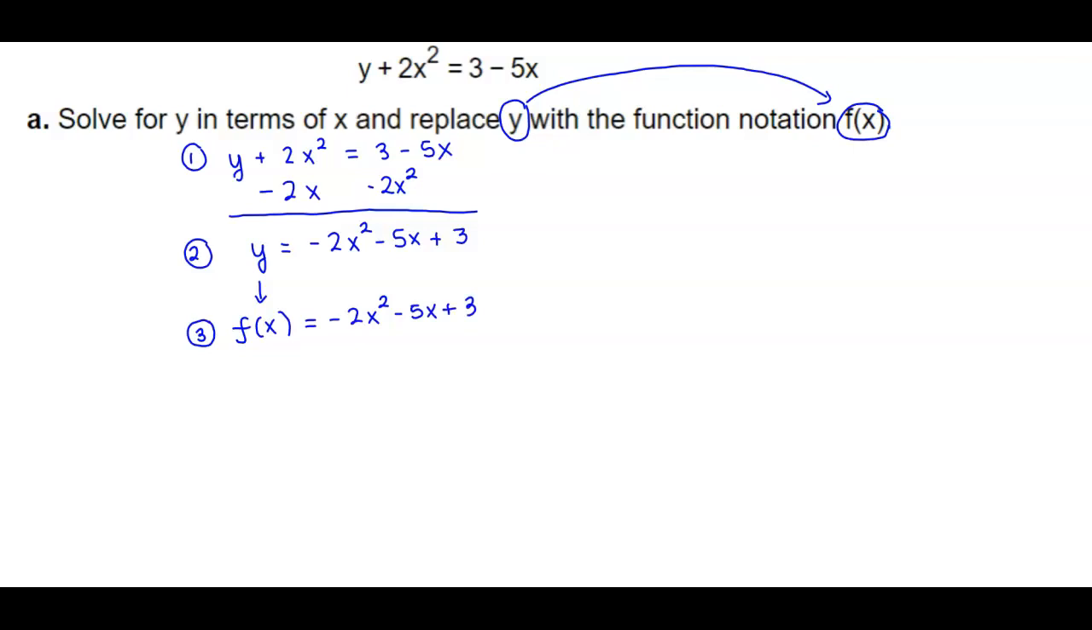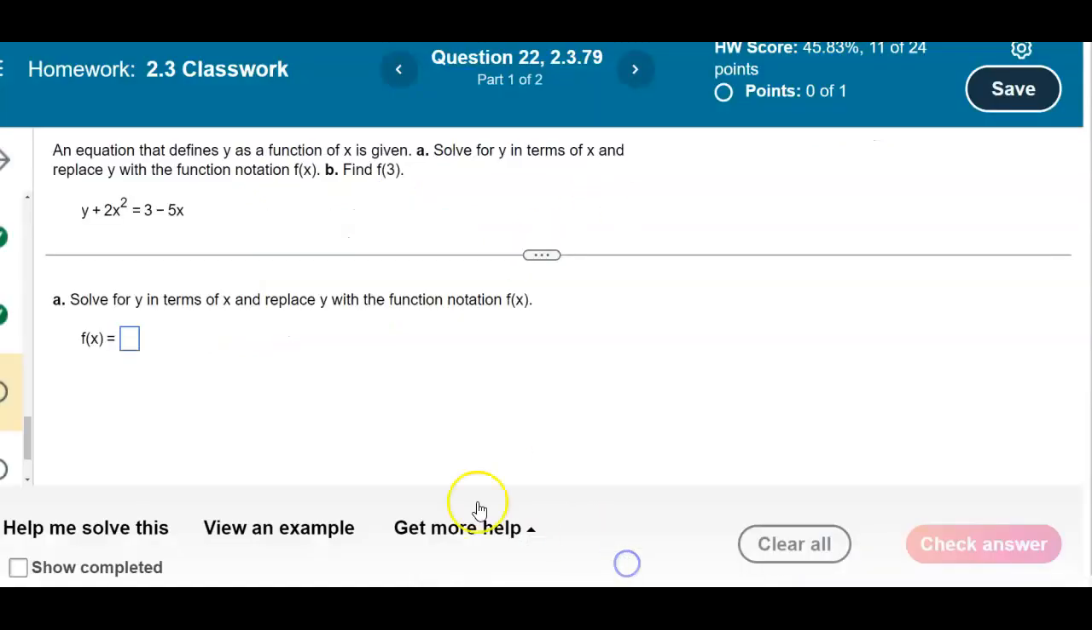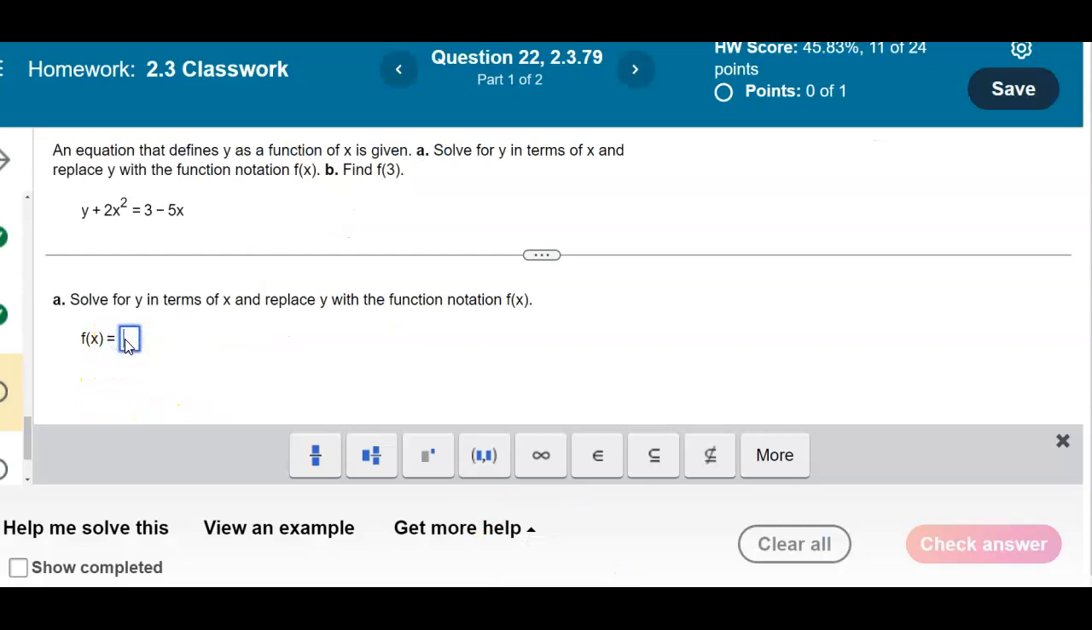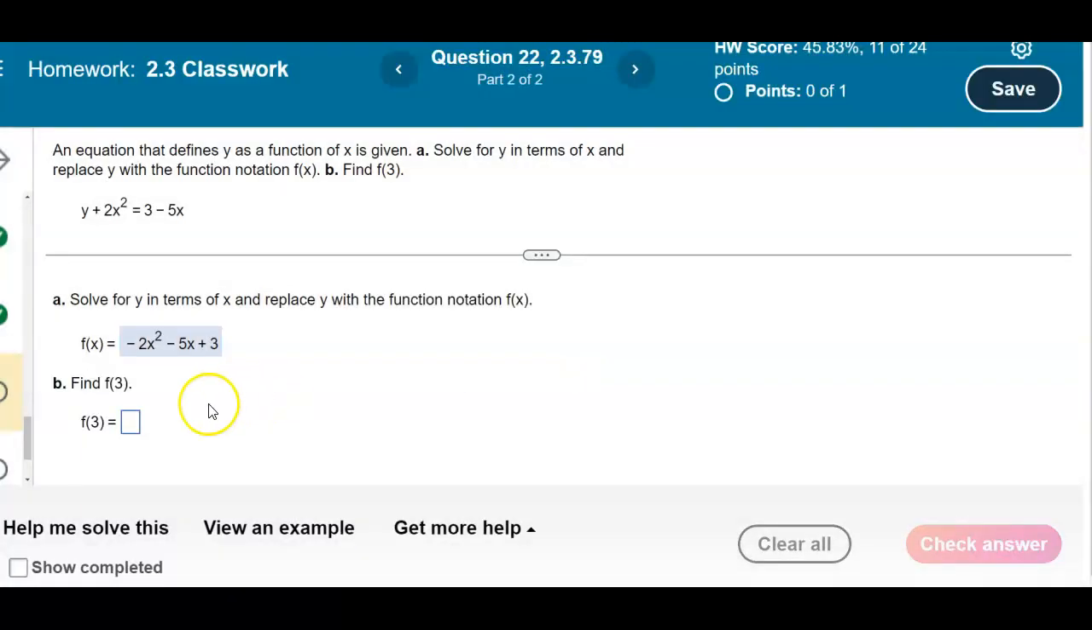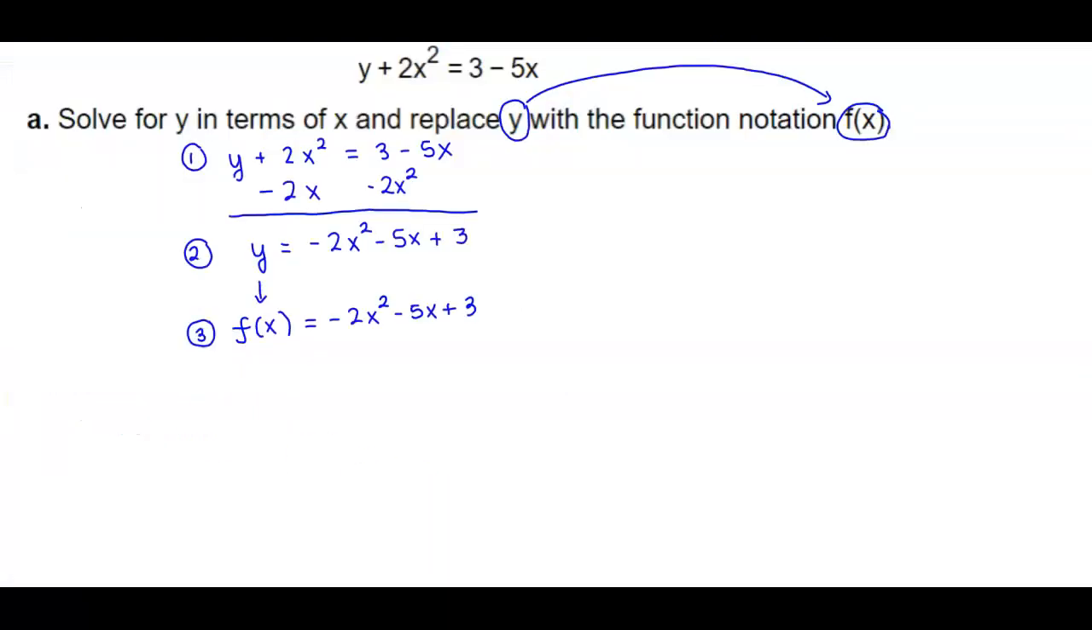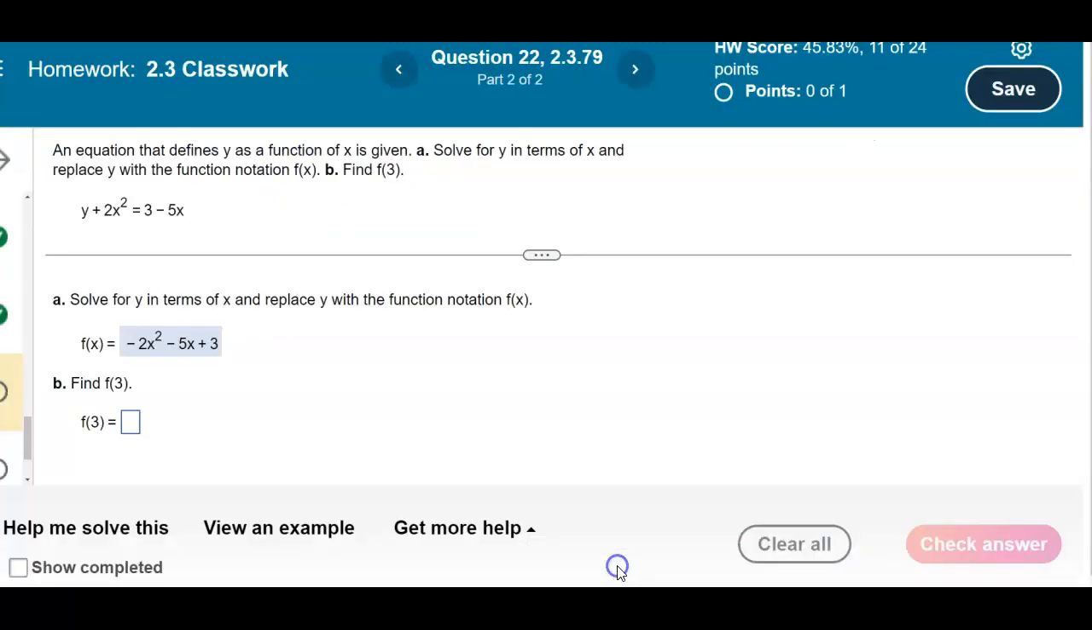So let's go ahead and put that answer in. So we have f of x, which is equal to negative 2x squared, and then that's minus 5x, and that's plus 3. Let's check our answer, and there is our result. Now we want to find f of 3. So for part B, we want to find f of 3.